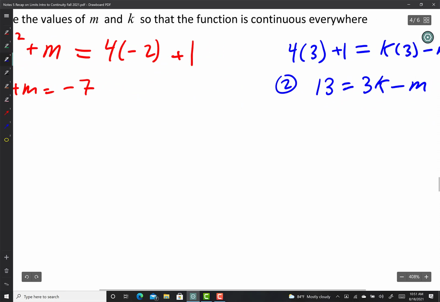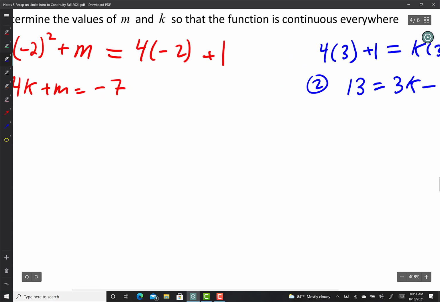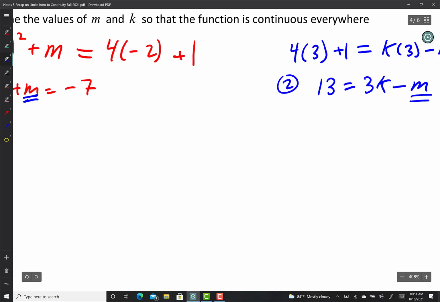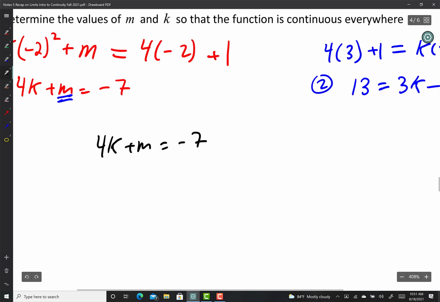So now it's just algebra. So let's see. Here's what I'm seeing. I'm seeing a positive m. I'm seeing a negative m. Can't I just stack them? Yeah, let's stack them. So here we go. 4k plus m equals negative 7. And 3k minus m equals 13. I stacked them. I'm just going to add them.